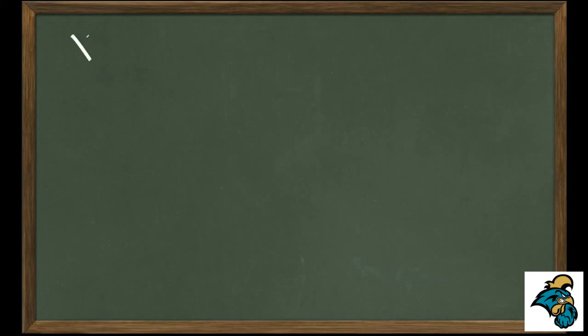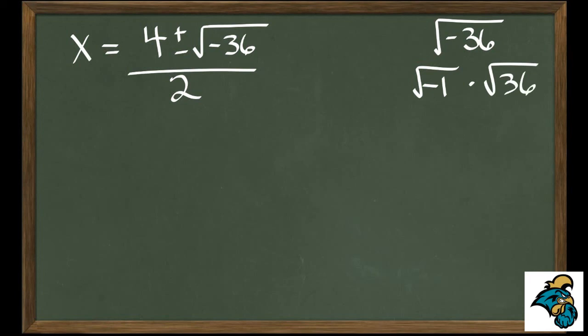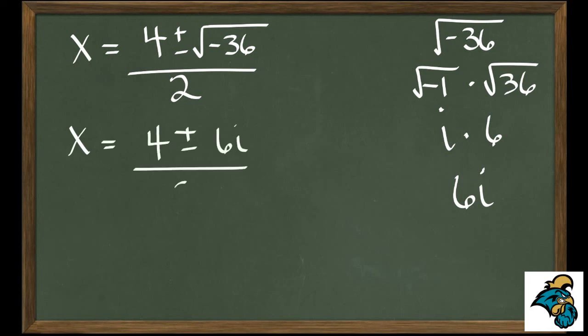So again, I was left with x is equal to 4 plus or minus the square root of a negative 36, all divided by 2. Now let's look at that square root of negative 36 on the side. I know that that is the same as the square root of negative 1 times the square root of 36. We know that the square root of negative 1 is i, and we also know that the square root of 36 is 6. So this one's a nice one for us. We can write it as 6i. So coming back over here, I now have x is equal to 4 plus or minus 6i divided by 2.